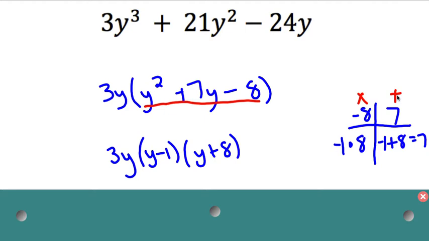So for negative 8, we're going to use negative 1 times 8. That gives us negative 8, and then negative 1 plus 8 gives us 7. So that means our factors are negative 1, so y minus 1, and a positive 8, so y plus 8.